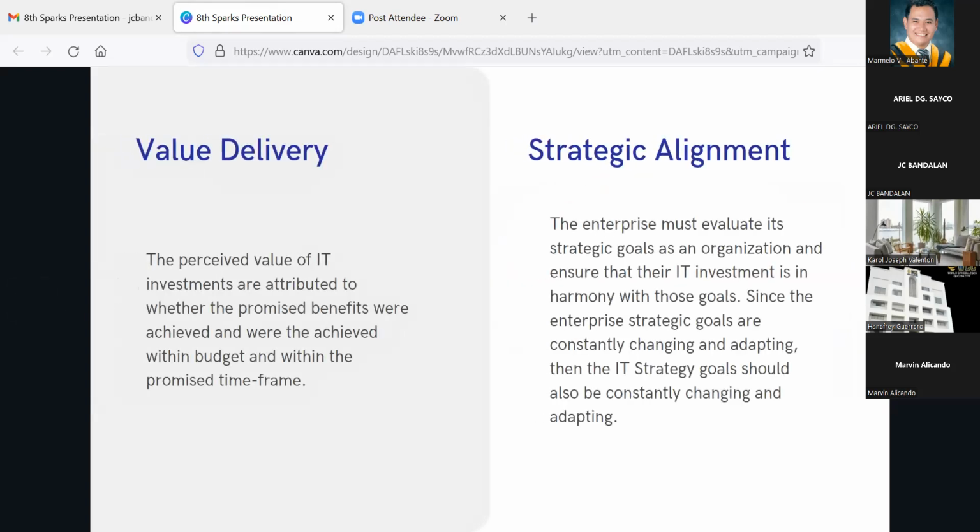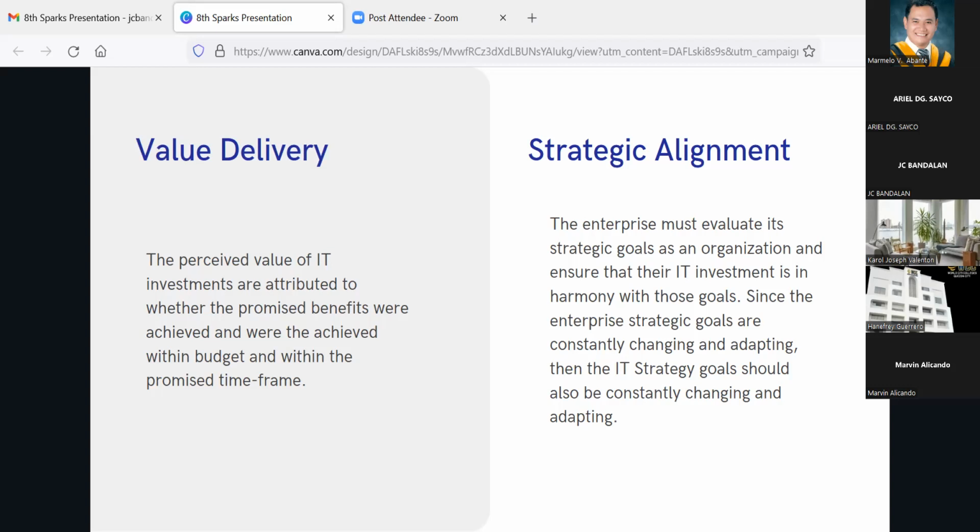So, value delivery. The perceived value of IT investments is attributed to whether the promised benefits were achieved, and were they achieved within the budget and within the promised time frame. All of this can only be determined if we have parameters so that we can actually scale or measure the value of all our IT investments.